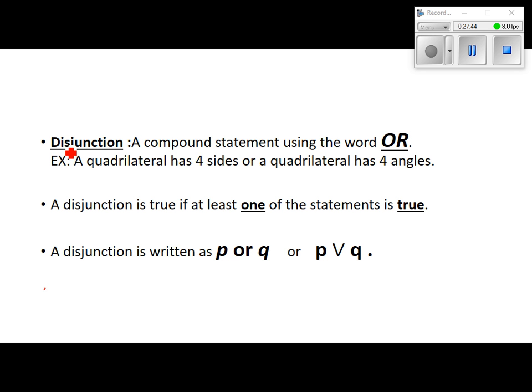So a conjunction uses the word and. A disjunction uses the word or.